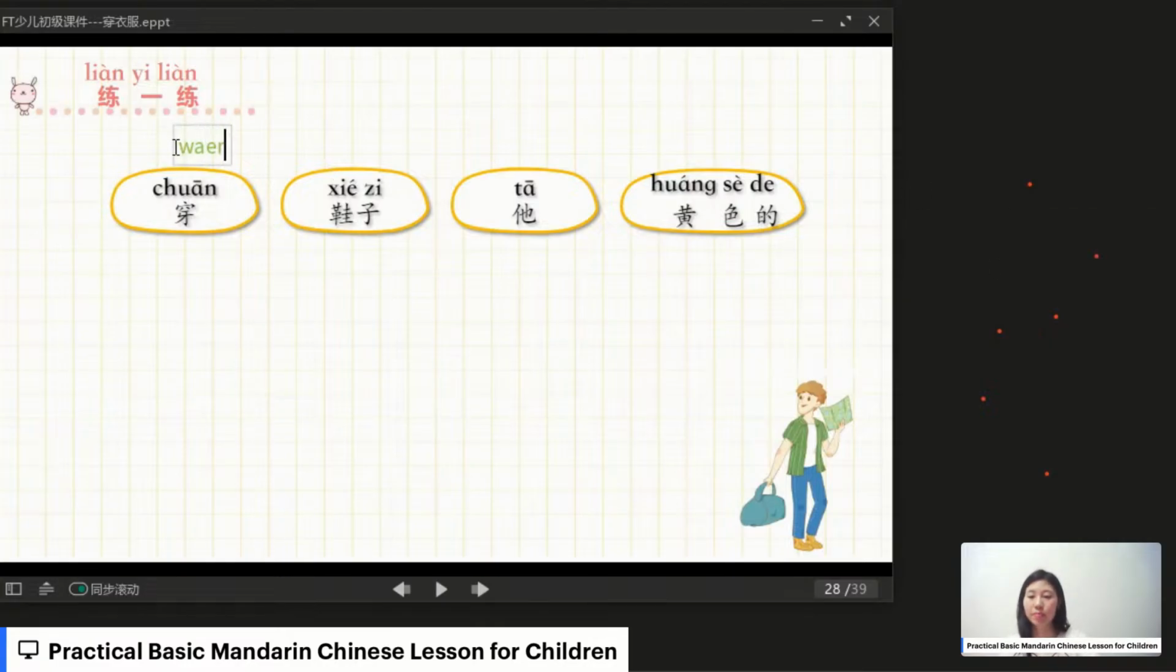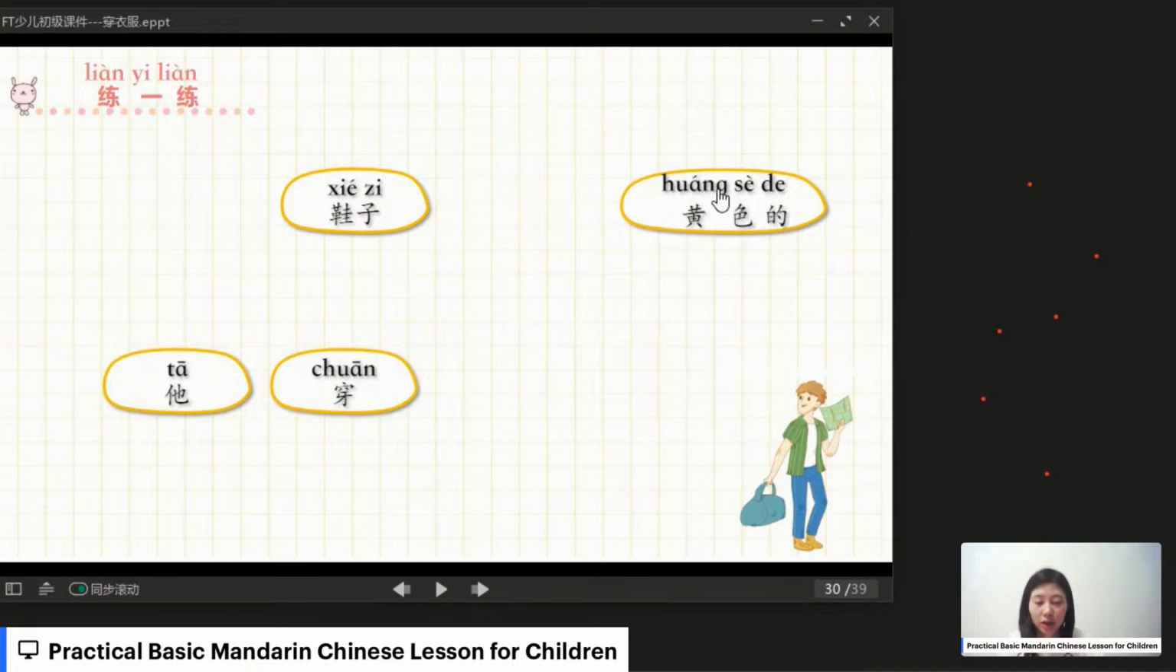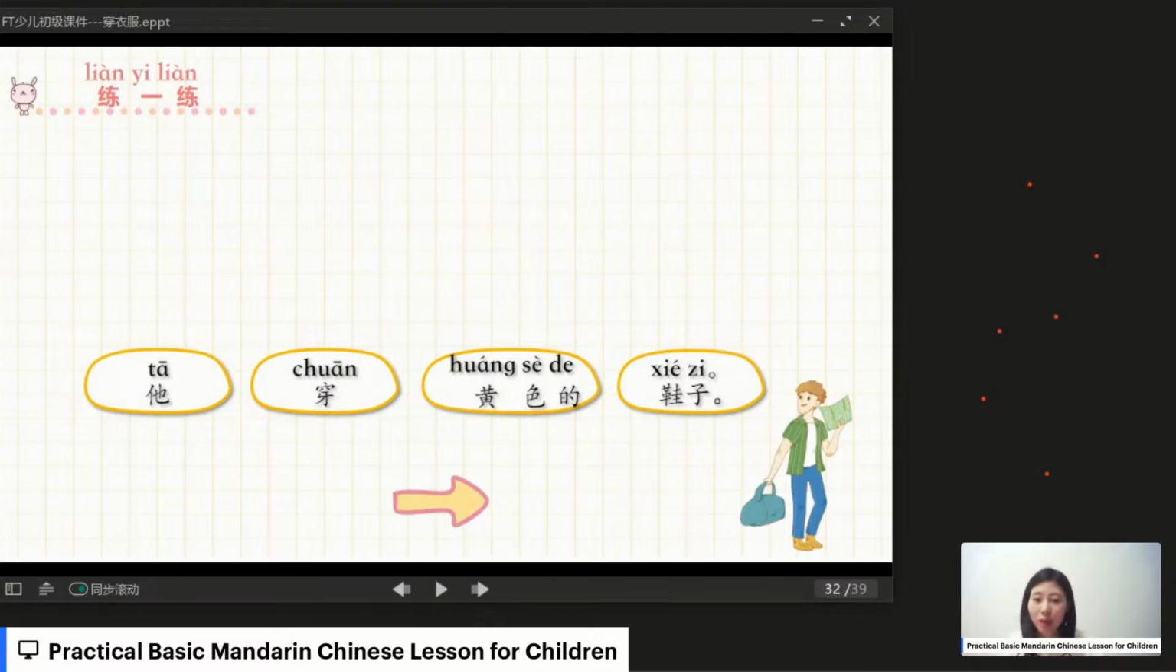Then 穿 again, wear. 鞋子 is shoes. 他 is the subject, he. 黄色的 is yellow. So the sentence we can make is he's wearing yellow shoes. Of course the first word is 他, then 穿, and the yellow shoes are 黄色的鞋子. So 他穿黄色的鞋子.